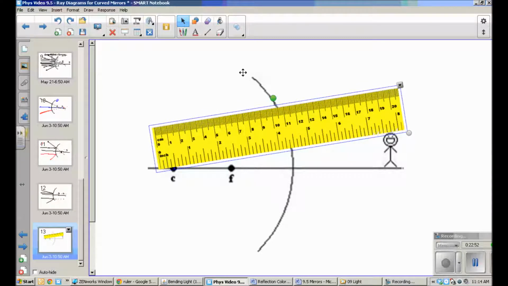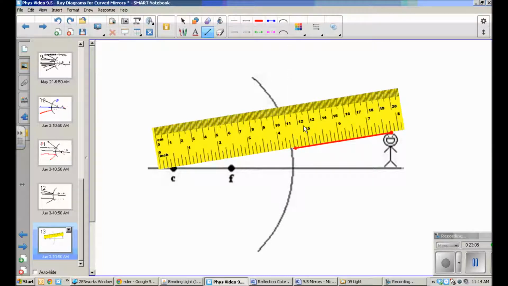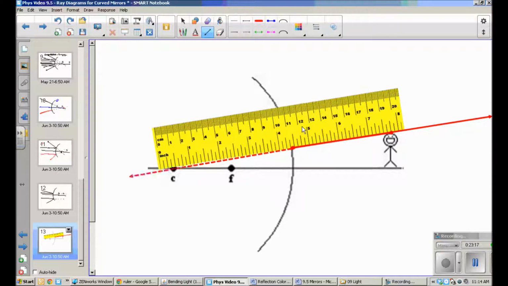Again, you guys can be more careful because you don't have pixels to deal with. All right, so here we go. Line up the ruler with the top of the object and the center. Draw a beam from the top of the object to the mirror. Notice it doesn't actually hit the center. The reflected beam goes right back the way it came from. Remember to extend this beam beyond the mirror. There we go. There's beam number 1.